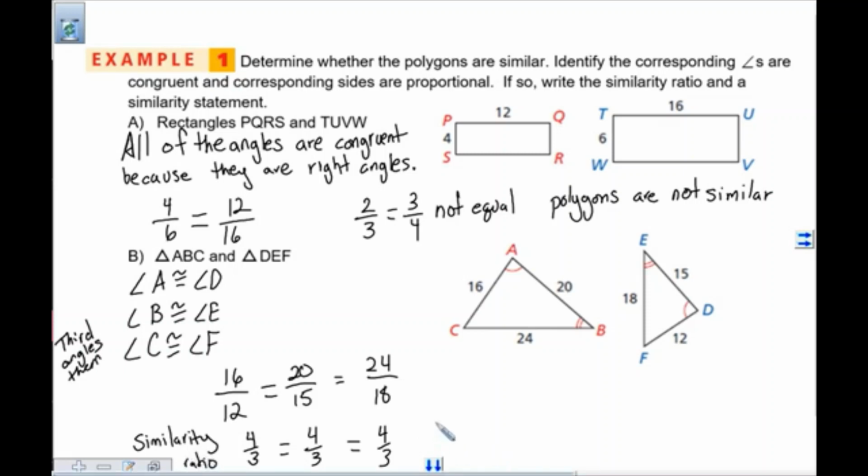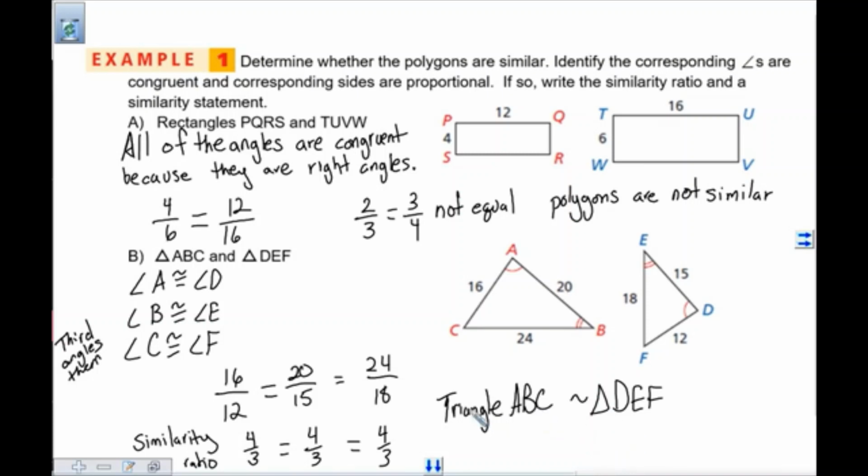And that means that these triangles are similar, and we need to write our triangle similarity statement. So that means that triangle ABC is similar to triangle DEF. Now if you're looking for this symbol on a computer, it is typically up in the upper left-hand corner of your keyboard.